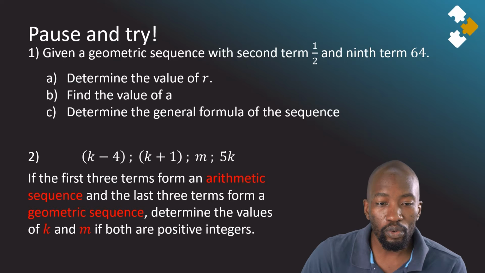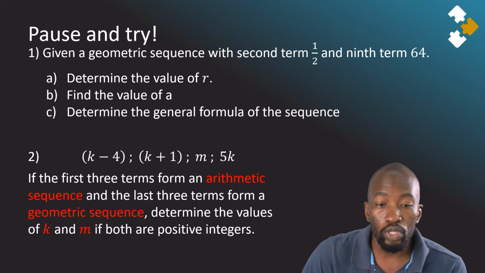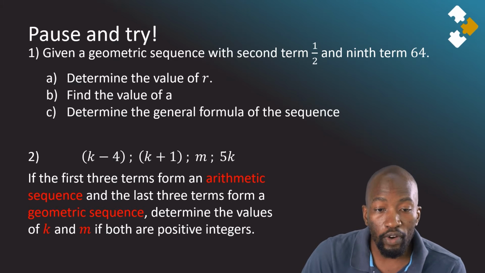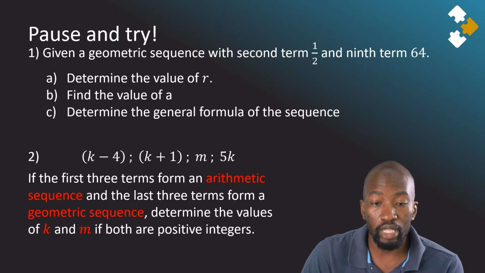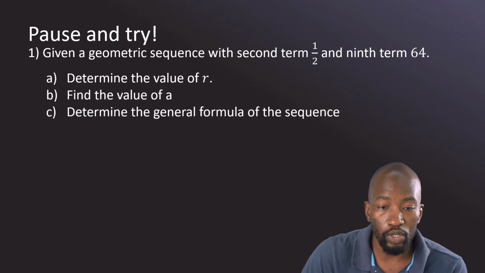So they gave you a geometric sequence with second term 1 over 2 and ninth term 64. In part A, they want you to determine the value of r, they also want you to find the value of a, and also determine the general formula of the sequence. So let's quickly do that.